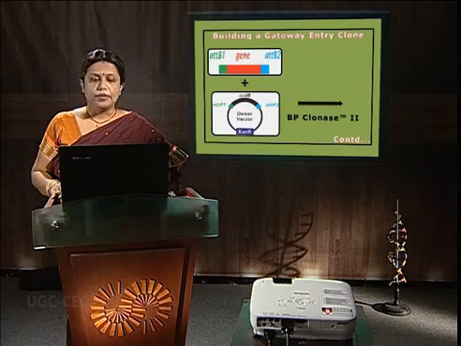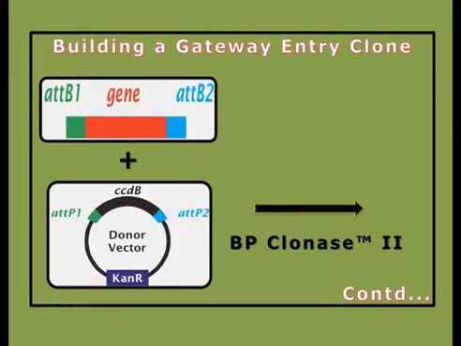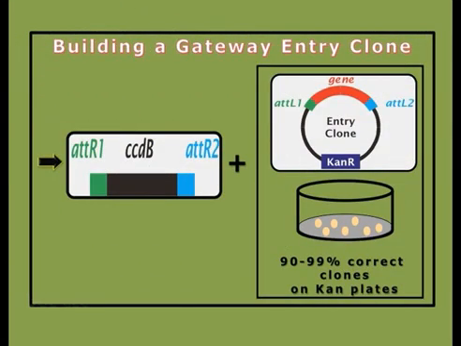So how are the things made? Number one is generation of the entry clone. It is made with the help of attB1 and attB2 sites flanking the gene, and these attB1 and attB2 sites are created by means of PCR. Then the donor vector, containing a kanamycin resistance gene and a counter selectable marker called ccdB, is flanked by attP1 and attP2 sites. By the site-specific recombination methodology, you can see that the gene of interest gets introduced inside the cloning vector. This is how the entry clone is created, and we can select this entry clone by means of the kanamycin resistance gene.